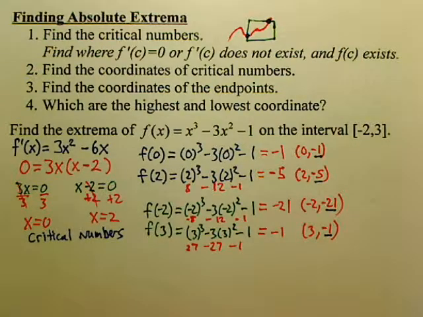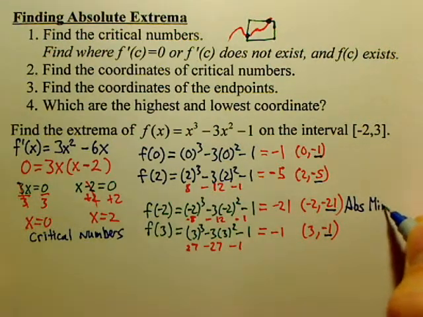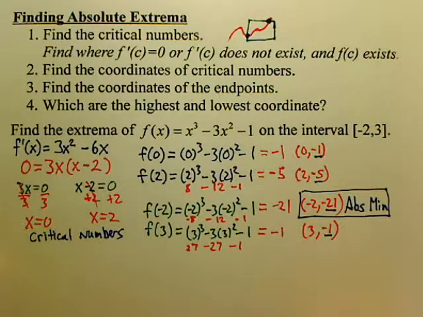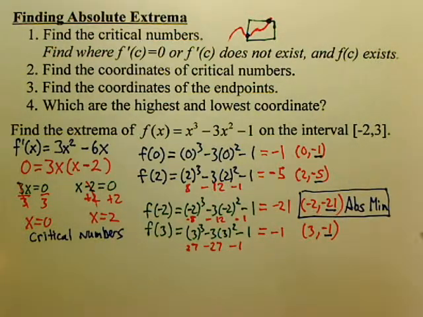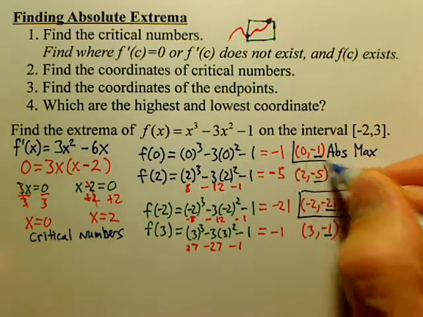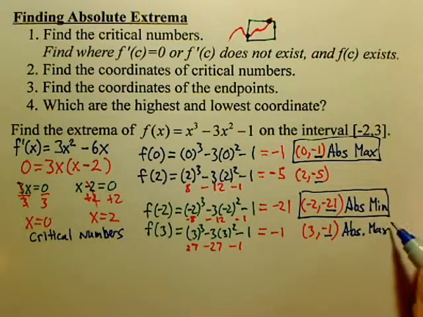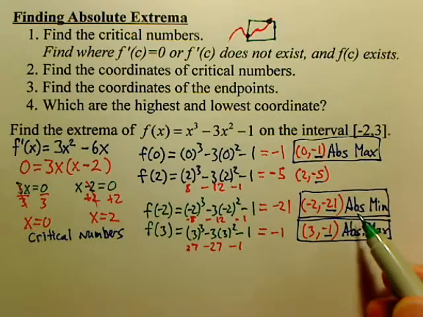So what's the smallest value? Hopefully you can see it's -21. So this right here is our absolute minimum. Bam, we are done with that. And then we find the absolute max. What's the largest of these? Well, the -1, but there's 2 of them. So they both are your absolute max, because they both are the highest point. So there's 2 absolute maxes, and this is your absolute min.